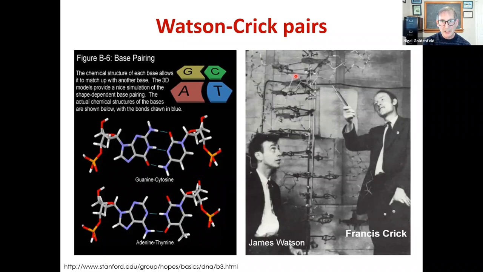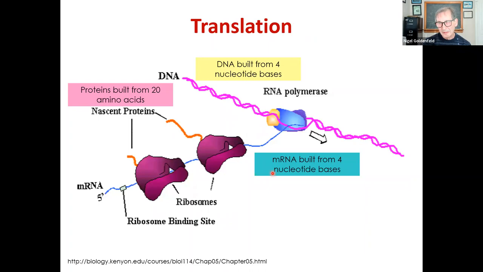So the A, C, G's and T's, those are bases that form the backbone of DNA, and they're shown over here. And here's this famous picture of Watson and Crick, who discovered what are called base pairs, Watson-Crick pairing, between A and T and G and C, as shown over here. Now, what happens in translation, a process which Carl Woese became one of the world's experts in, is as follows.